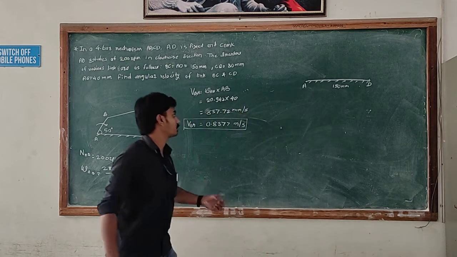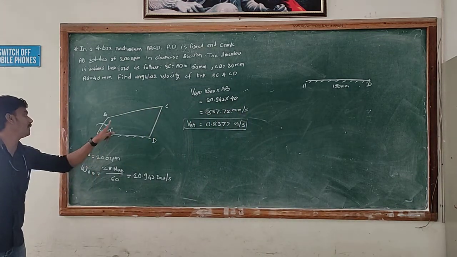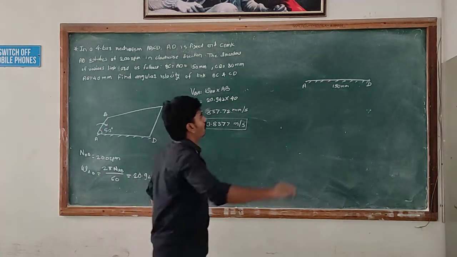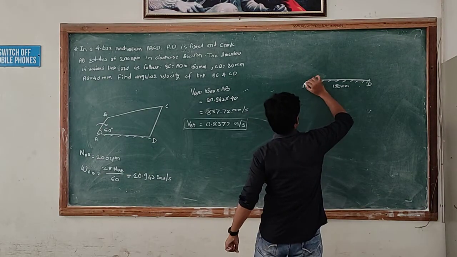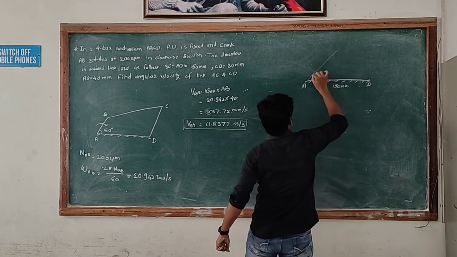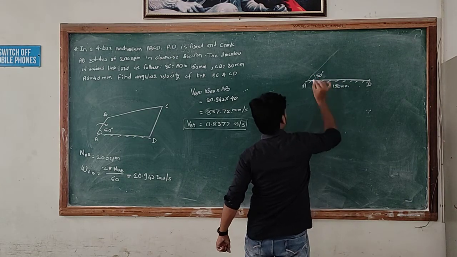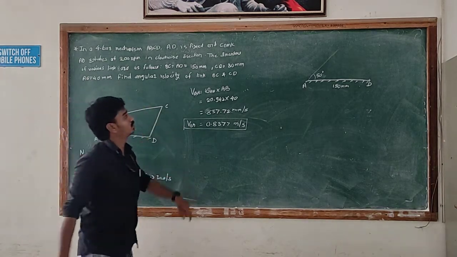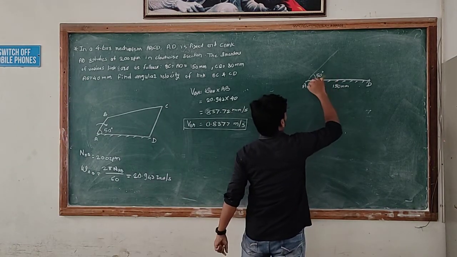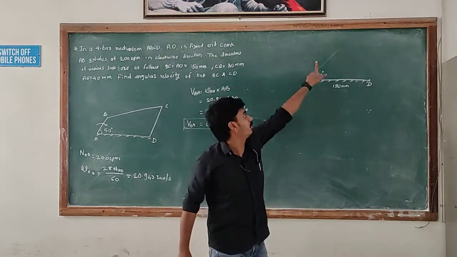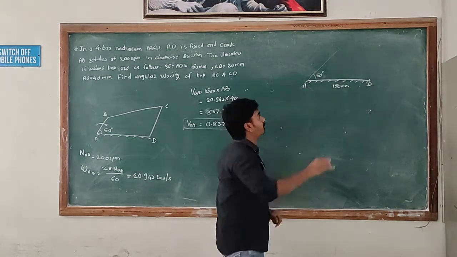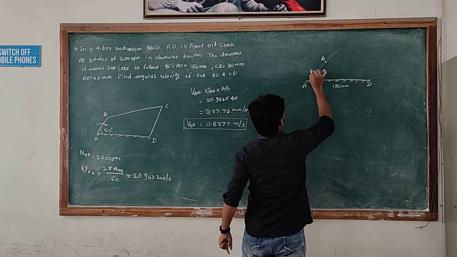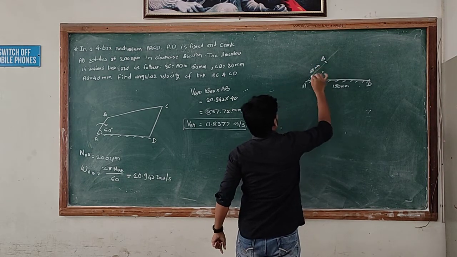Now they have given that the angle between link AB and AD is 50 degrees. So draw one line at an angle of 50 degrees. Then distance AB is 40 mm, so from point A, draw an arc at 40 mm. Suppose this is point B, at 40 mm.